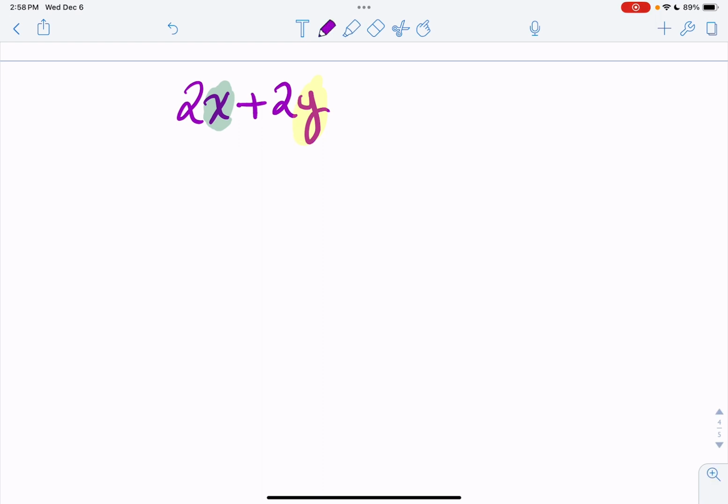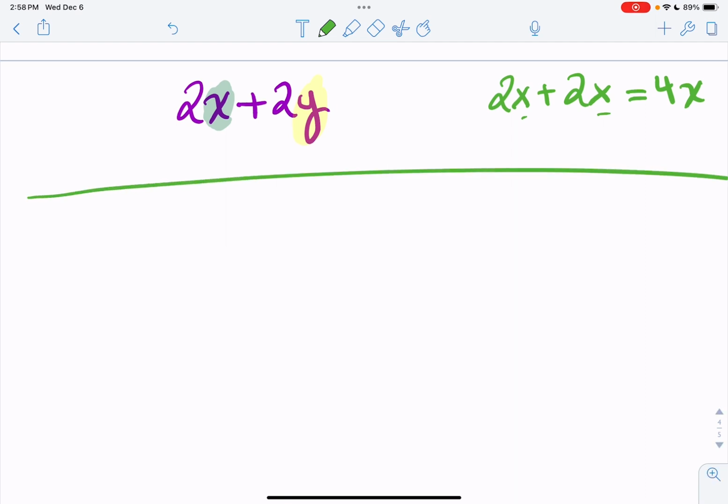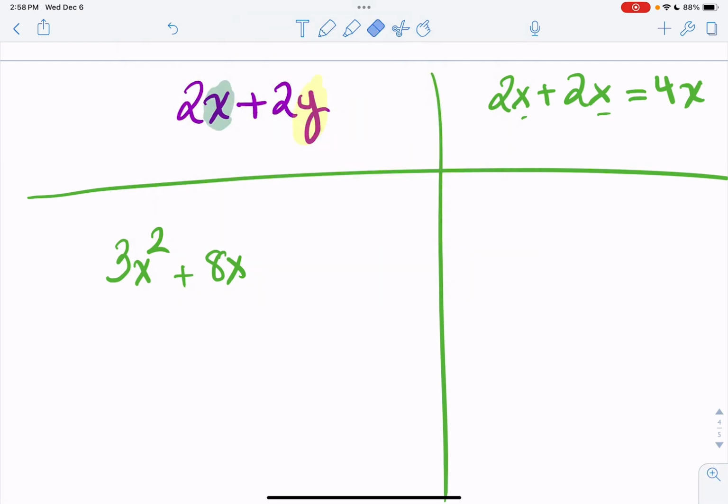But let's say if I had 2x plus 2x, that would be equal to 4x because we had that like term. If I had something like 3x squared plus 8x, we could not combine that because one of them has an exponent of 2 and the other one has an invisible exponent of 1. So they're not the same, we cannot combine them.